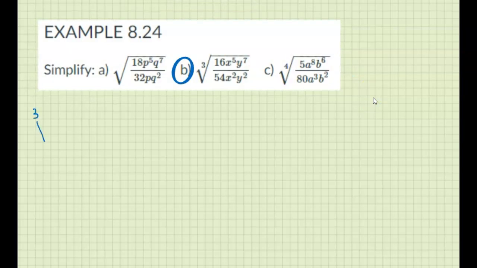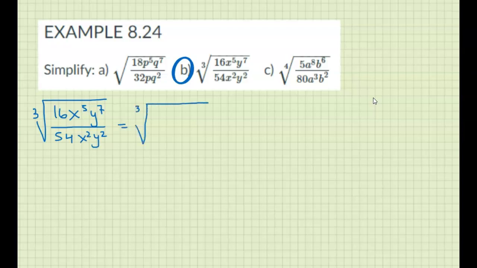Cube root of 16x to the 5, y to the 7, over 54, x to the 2, y to the 2. To simplify the fraction first, it's a big cube root. So this divides by 2, so we get 8 over 27. 8 on top, 27 on the bottom. Then let's look at our x's, x to the 5 and x to the 2. We get x to the 3.